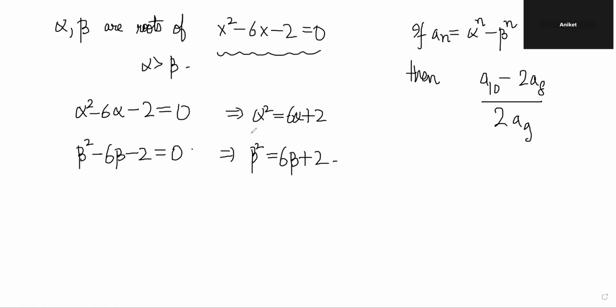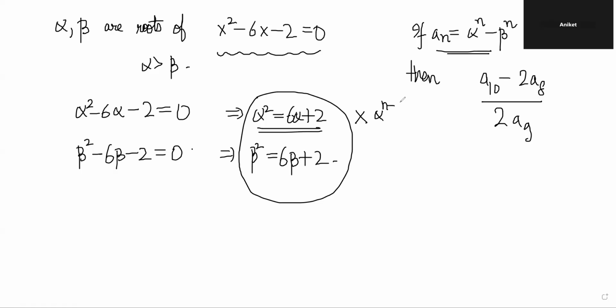We can multiply both of these equations by the appropriate powers to generate this. For example, this equation can be multiplied by alpha power n minus 2, and this equation can be multiplied by beta power n minus 2, right? In order to generate this term. This idea is there in the derivation of Newton's sums also. Sometimes you need to multiply to get the right powers. So when you see the article, you'll see the proof there, where they sometimes multiply by the appropriate power.